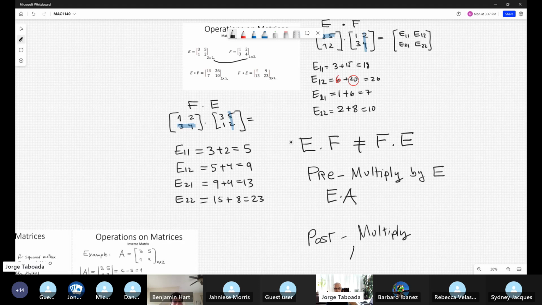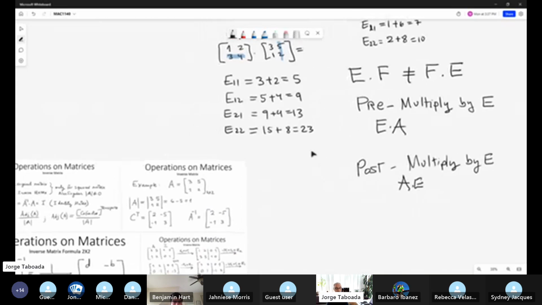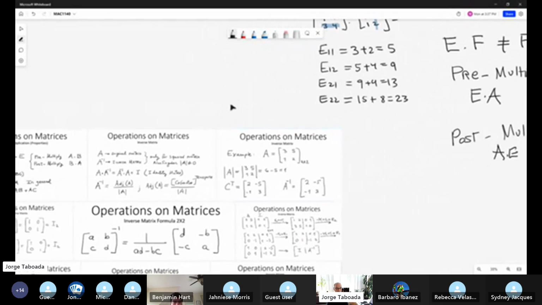Suppose now this is a scenario, you have A and you post-multiply, post means after. This is E now. Post-multiply by E. You need to be aware that this answer and this answer are not the same. Okay? You understand very well?